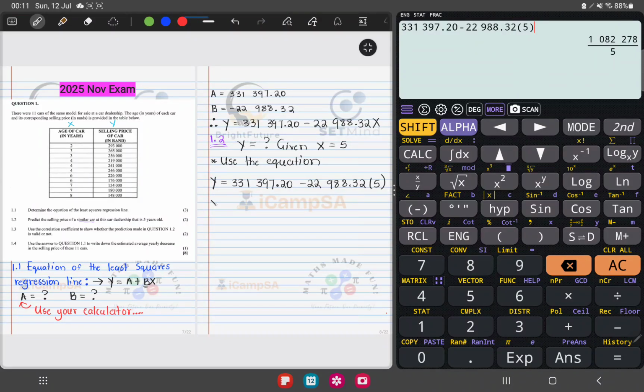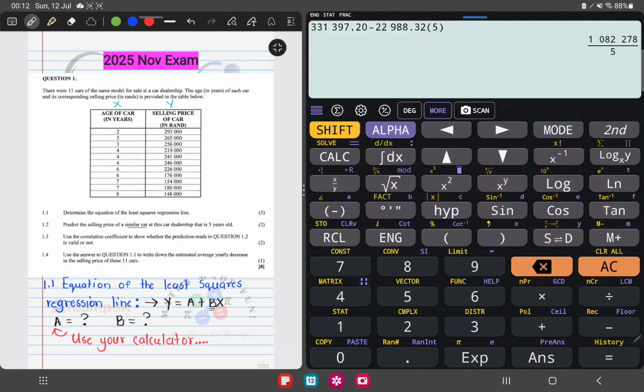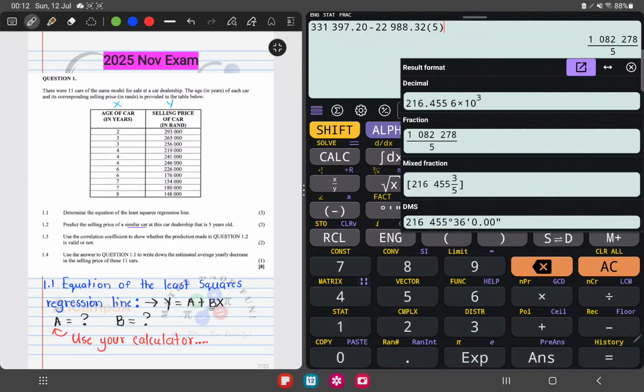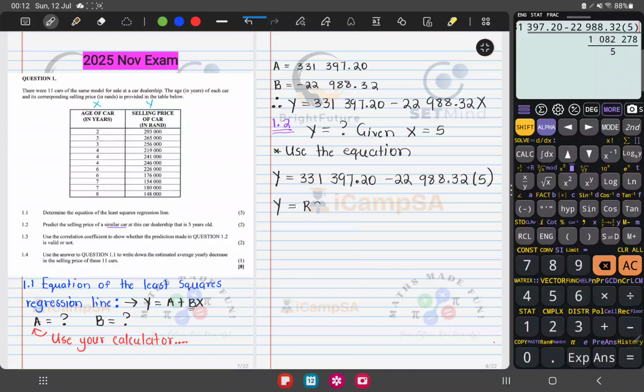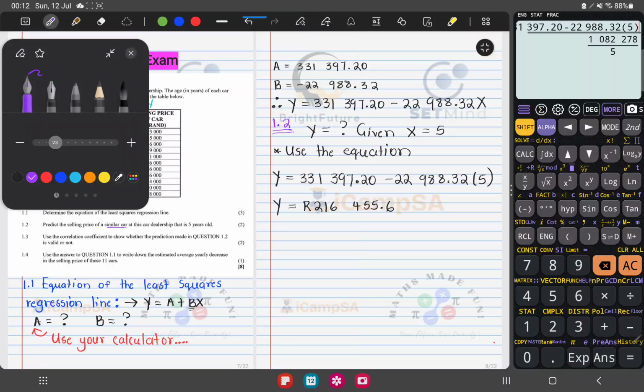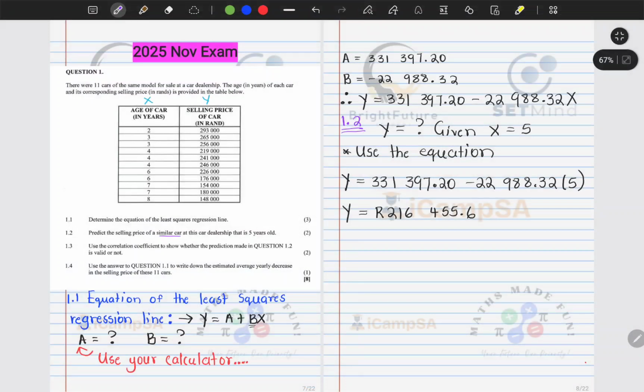If you quickly look at the answer which we get, we end up finding that y will be, if you observe carefully, let's expand that. You will see that it becomes 216,455.6. So let's close that. What you end up getting is 216,455.6. This becomes the price that the car will be selling at, which is 5 years old. So that will be our cost for this car here.